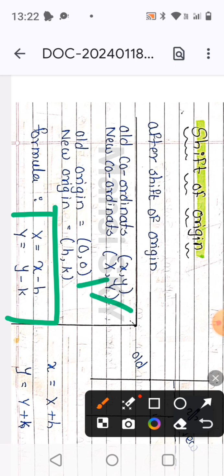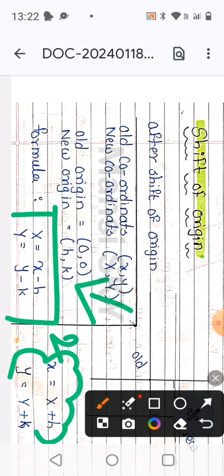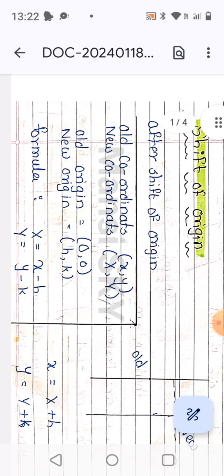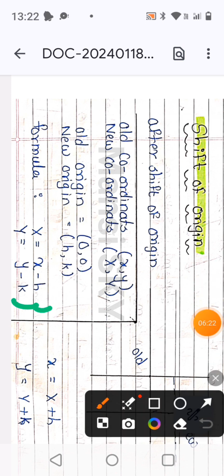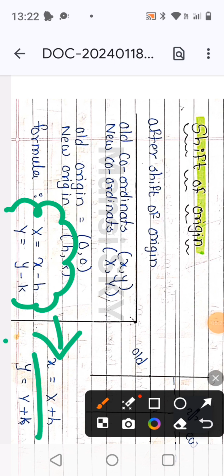Okay, so these two are very important formulas, and you can derive these two from these two. So I'm giving you a short trick. Just learn these two formulas, and automatically you can derive these two from this one. Okay, let's move on. Next one.